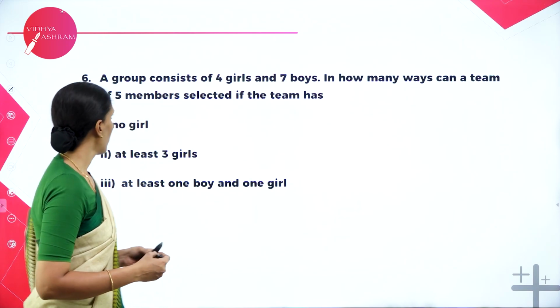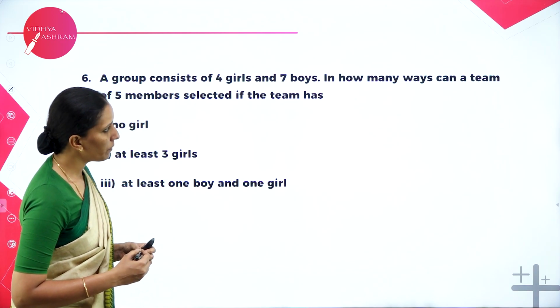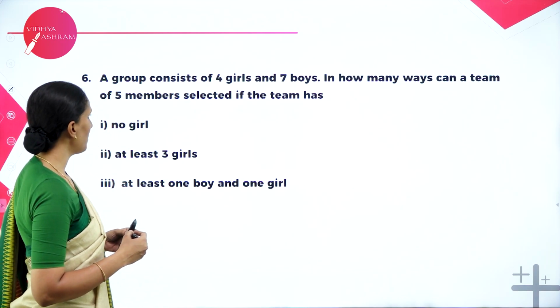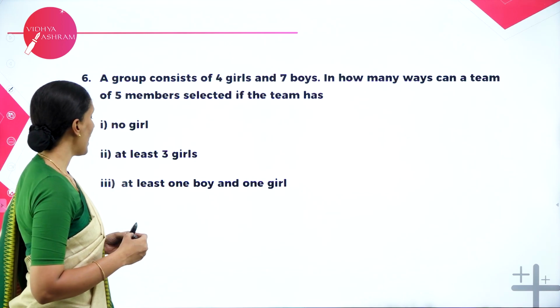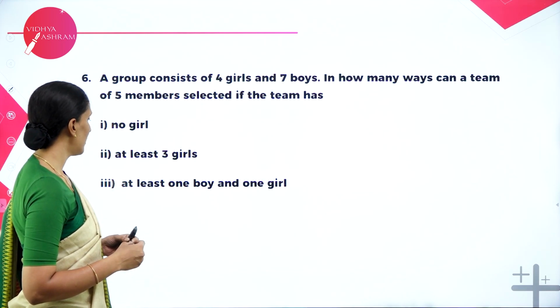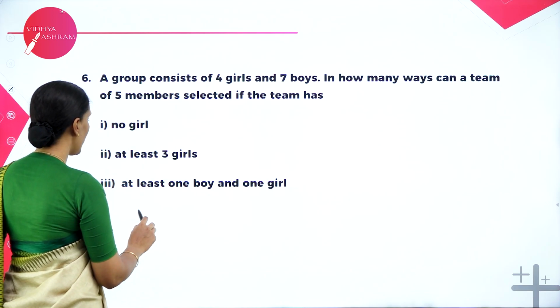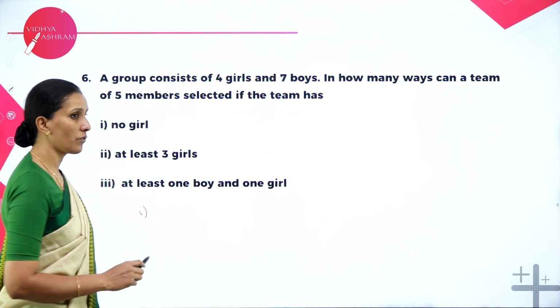Next question. A group consists of 4 girls and 7 boys. In how many ways can a team of 5 members be selected if the team has no girl? Second one, at least 3 girls. Third one, at least 1 boy and 1 girl. So first let me calculate the number of combinations for no girl.